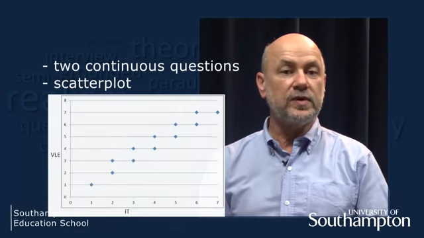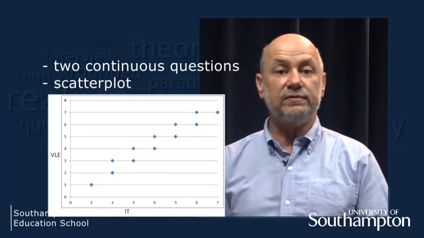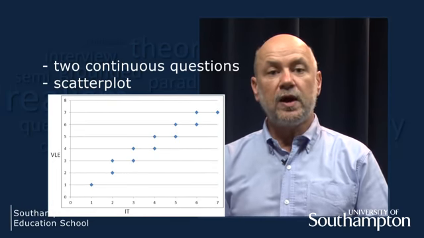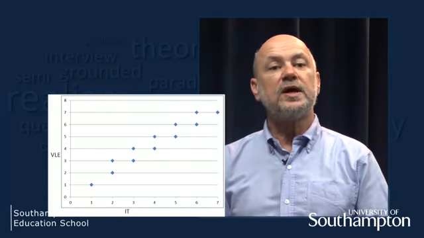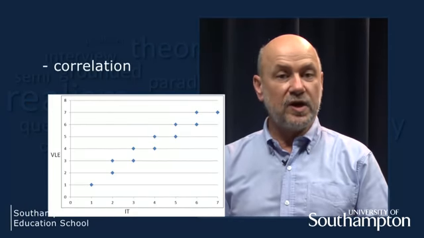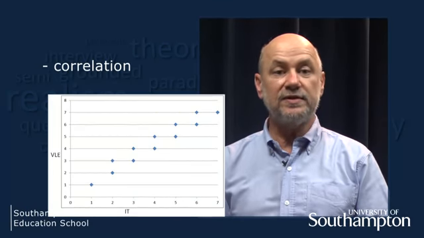Finally, we have two continuous questions. This is the scatter plot from before. You can see here how we have plotted the use of VLE against the level of competence with IT. I wanted to determine whether there is a relationship between these variables. So I use a correlation. Once again, it tells me whether the relationship is down to chance or is it significant.